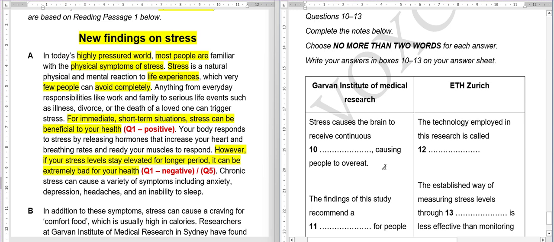And let's read the 10th question. Graven Institute of Medical Research. We haven't read anything about this particular institute. Stress causes the brain to receive continuous dash, causing people to overeat. We haven't read anything about overeating, so for this I will use green color.